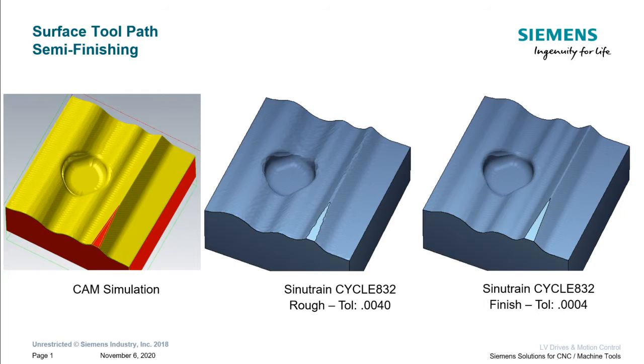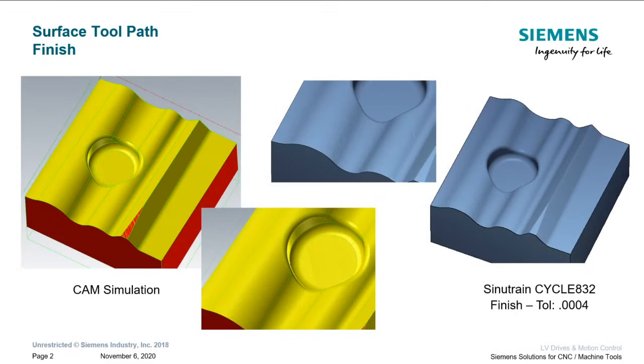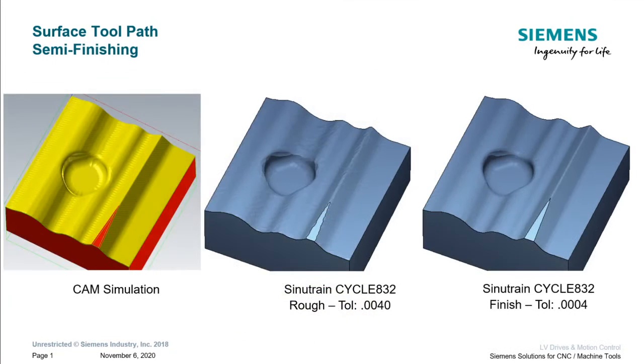A function like Cycle 832 is then taking those points and creating a curved arc. So I'll start to see that faceting start to go away, but I also see in a really rough strategy that I start to get some anomalies in my part. So then I did the exact same part with a finishing strategy engaged. That's the one on the far right. And you can see how much better the surface quality became.